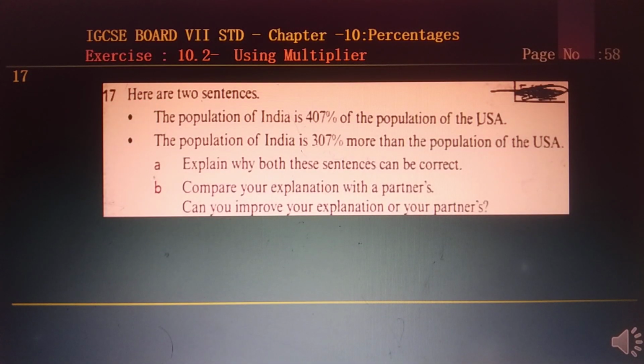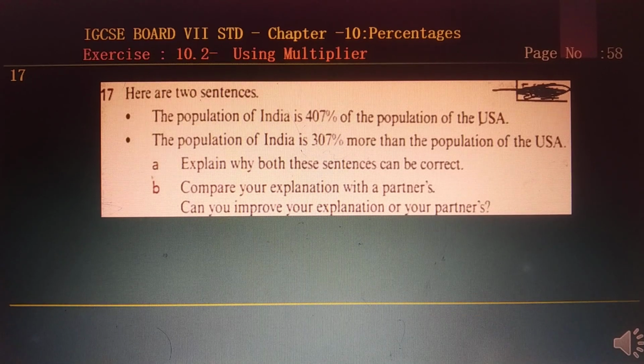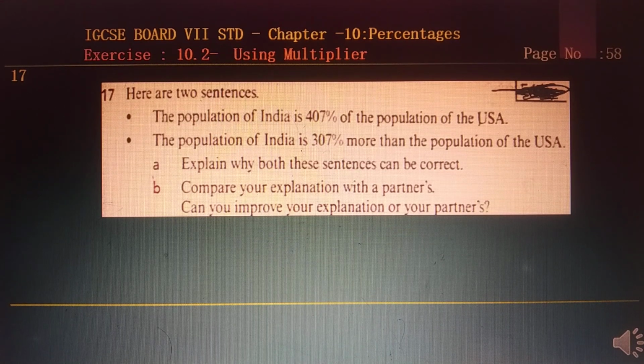Question number 17. Here are two sentences. The population of India is 407% of the population of the USA. The population of India is 307% more than the population of the USA. Question A: Explain how both of these sentences can be correct. B: Compare your explanations with your partner. Can you improve your explanations with your partner?